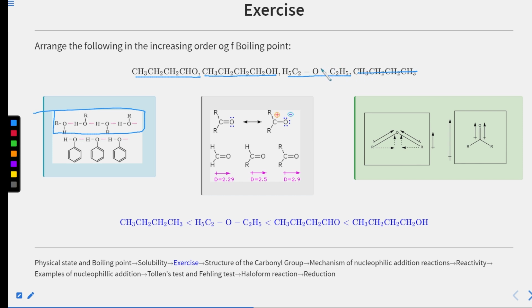So if you calculate the molecular mass of each of these, you will see that their molecular mass is also comparable. Okay, so this is clear. So due to this reason, this would have the highest boiling point. So it is placed in the first position.